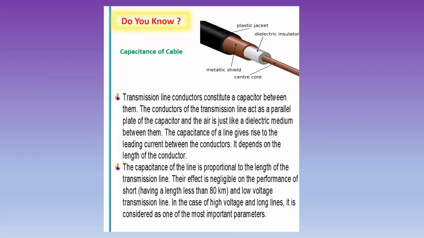So we can see the diagram of the cable, how the cable structure is. There will be a center core. The core will be a conductor. After that, we have a dielectric insulator. Then we have a metallic shield. The outer cover is plastic. So this is the structure of a cable.